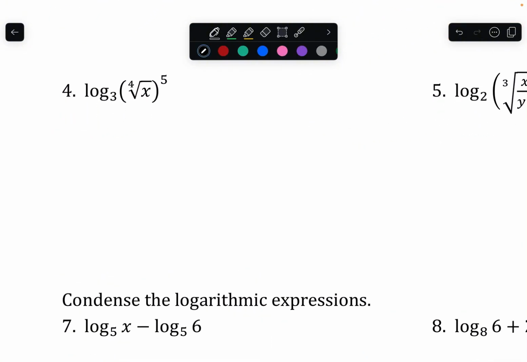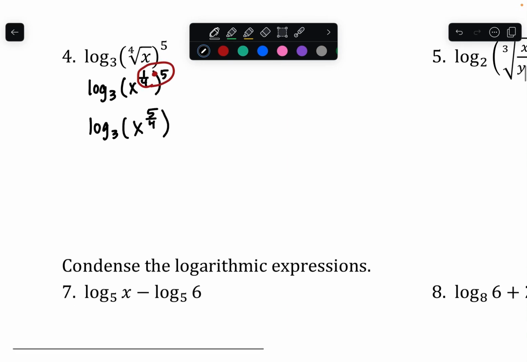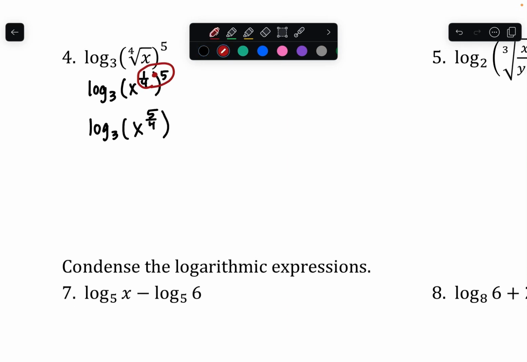Okay, looking at number 4, that fourth root is actually an exponent of 1/4. So go ahead and rewrite that in its exponential form. And then using our properties of exponents, we have 2 exponents on one base, so we need to multiply those exponents. That would be 5/4. And so now the only thing left to do is to bring that 5/4 out front. So now it's 5/4 log base 3 of x.